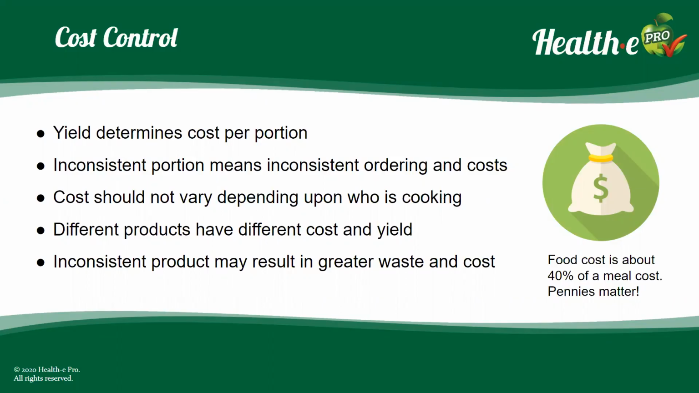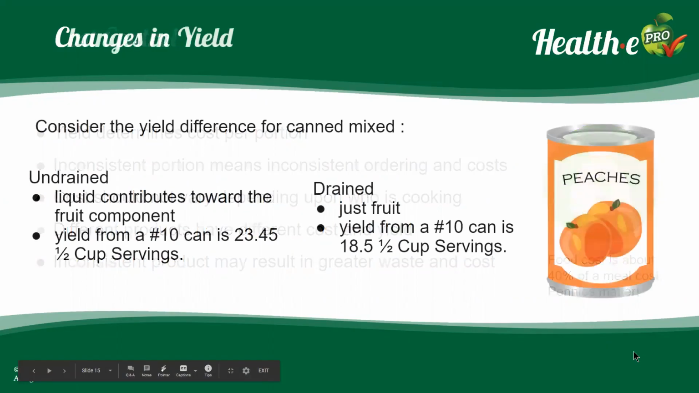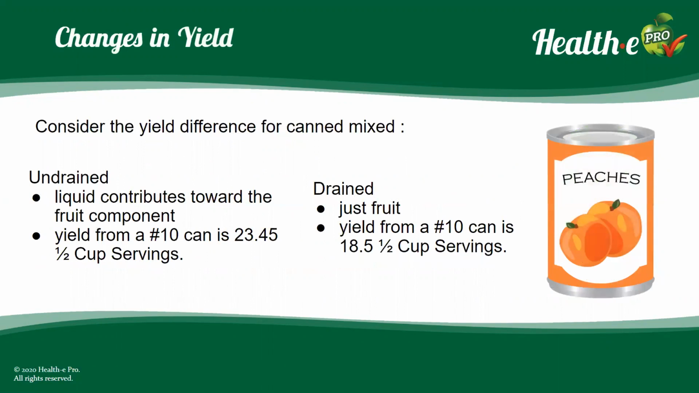Not using an expected product can result in different cost every time and potentially more waste if the food product isn't accepted. That makes it hard to run a program effectively. Consider a common practice in child nutrition that can really affect cost. Do you drain your canned fruit or not? Here is a comparison of undrained and drained portions.